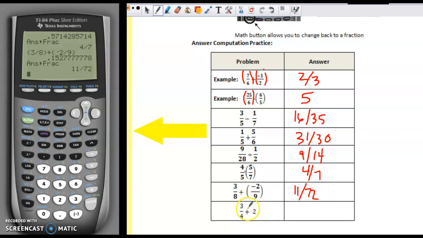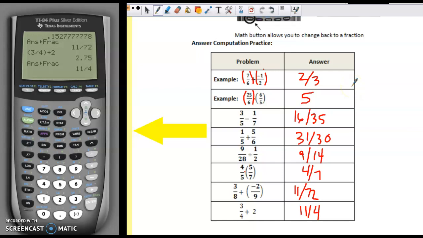Okay, last one here, 3/4 plus 2. So I could do my fraction part in parentheses, 3/4. My addition sign out. Now 2 is a regular integer, right? So you don't have to put that in parentheses. We can enter it in just like we always have with integers. And we get 2.75. So turning it back into a fraction, we get 11/4.